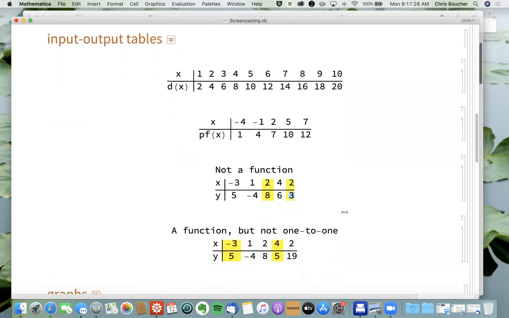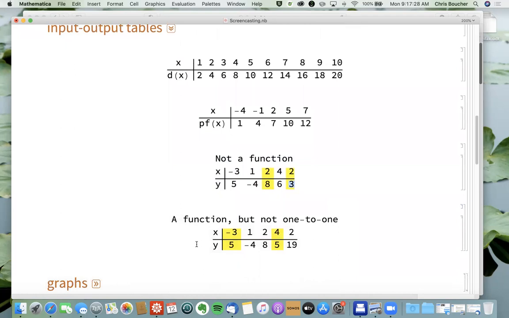And finally, here's an example of an input-output table for a functional relationship that's not a one-to-one functional relationship. This relationship's not one-to-one, again, because of the yellow highlighted columns. I have these two different inputs, -3 and +4, both assigned to the same output. It's okay for a function to do that, but it's not a one-to-one function if the function does that. So that's something worth bearing in mind.